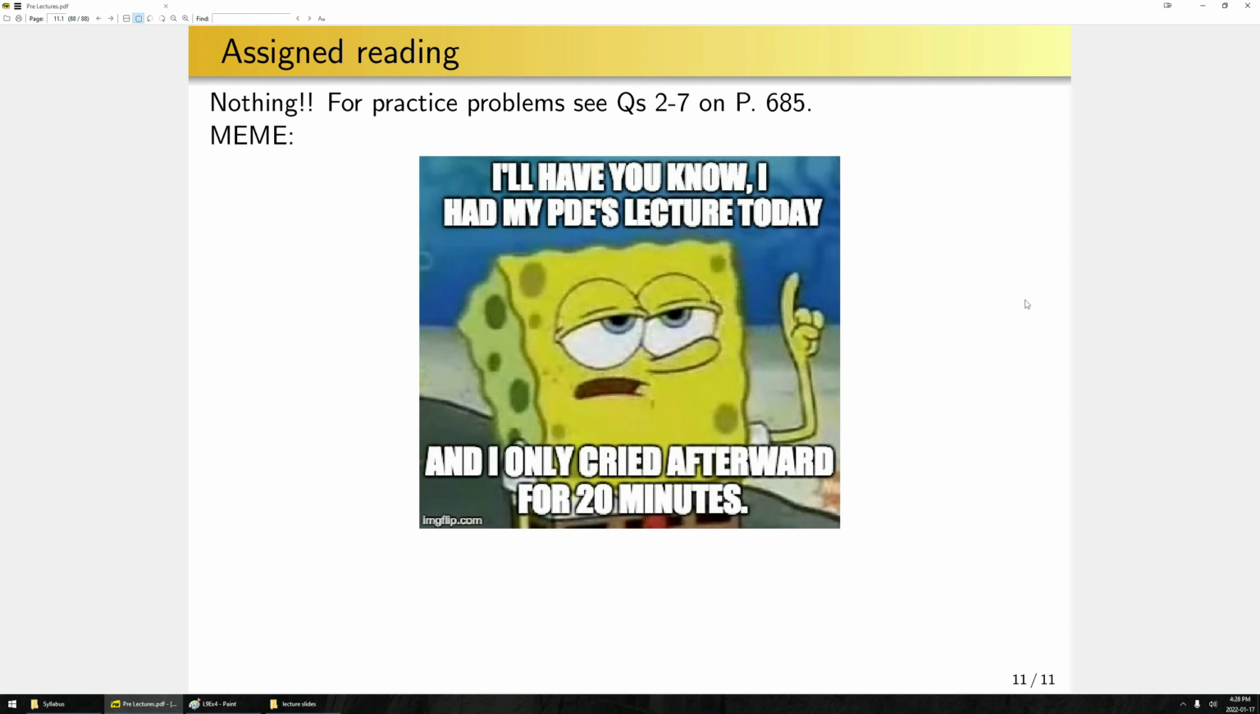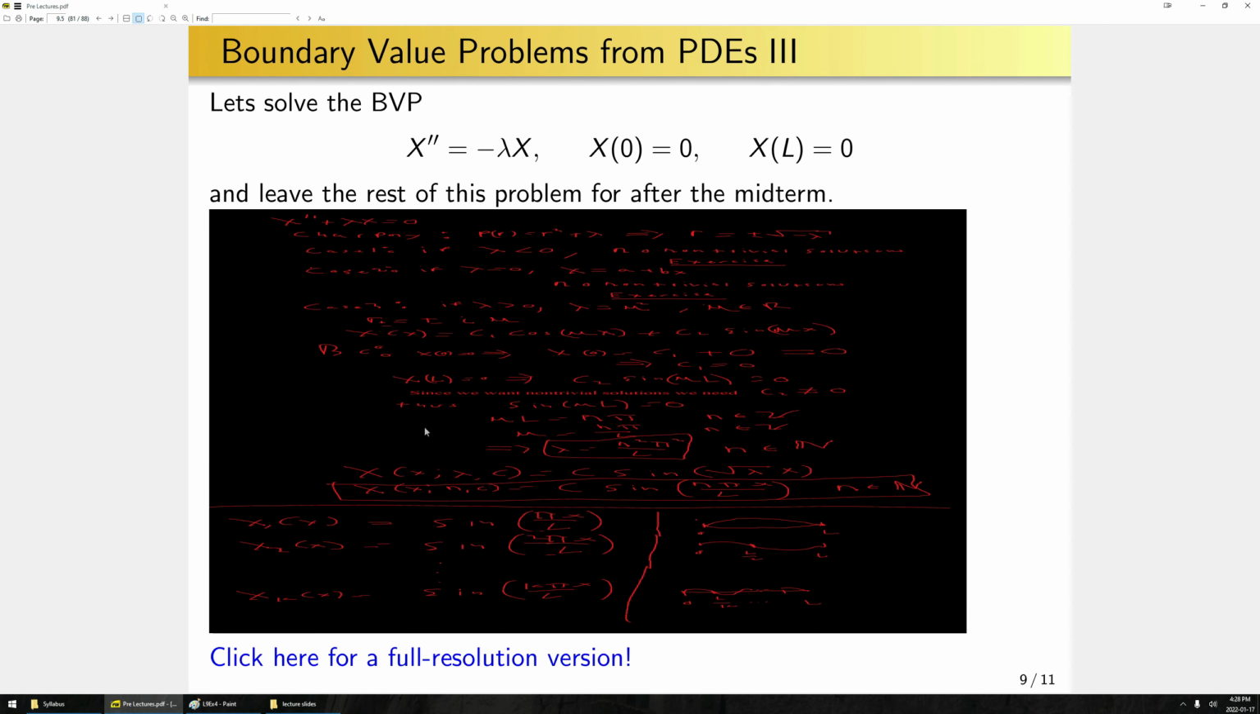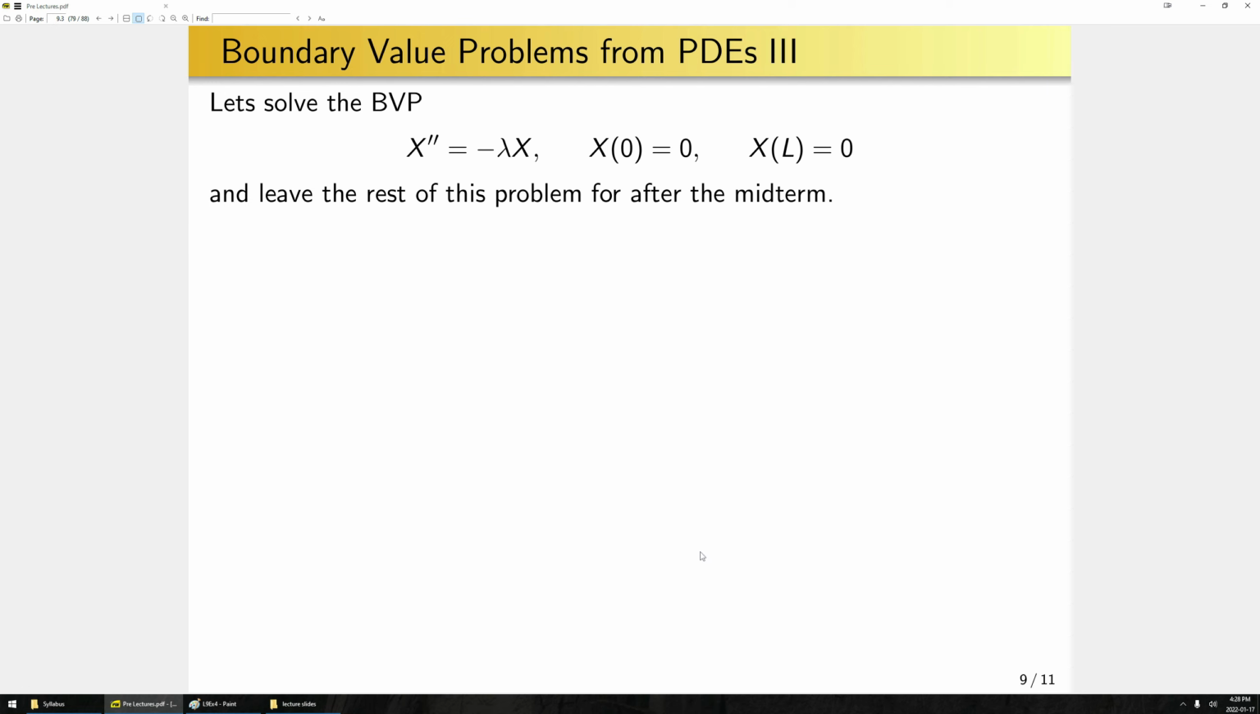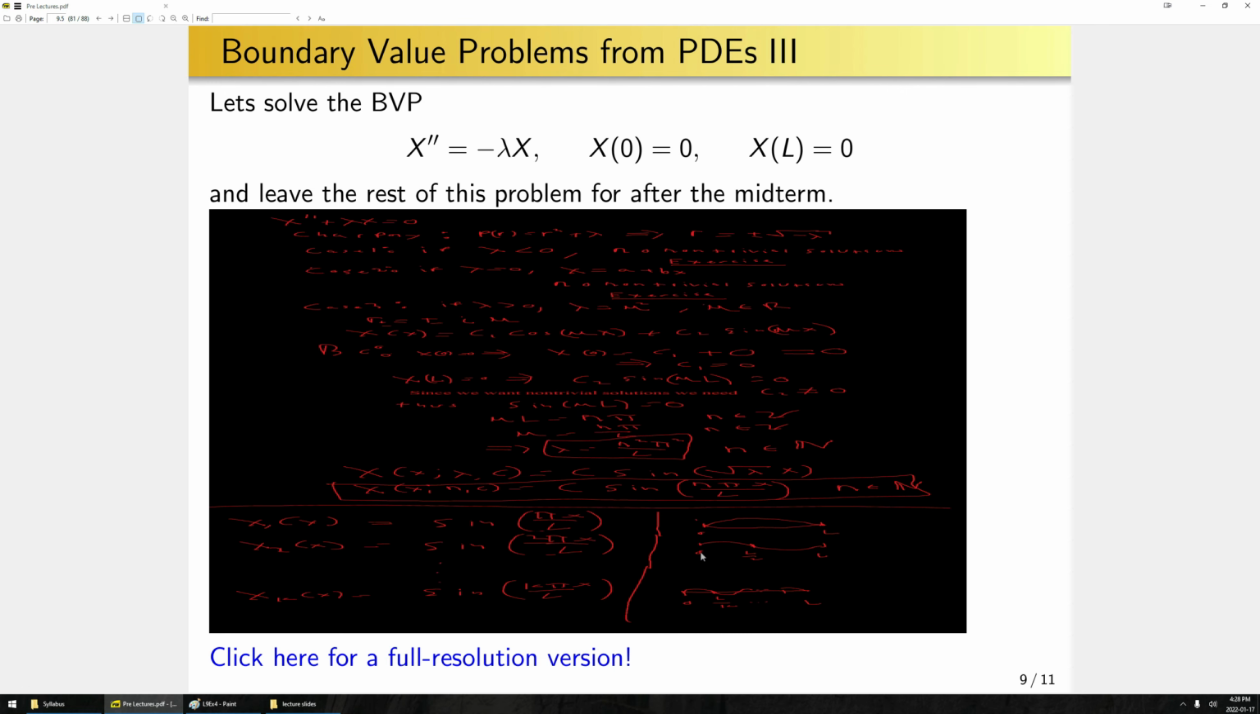And for your meme, here's a SpongeBob meme. Yes, PDEs can be very difficult when you first see them, and this process of separation of variables can be a bit intimidating when you first see it, especially given that we didn't actually finish the problem because, well, again, we don't know how to find t. Well, we can find t, but we don't know how to satisfy the initial conditions. So, yeah, if you have questions there, feel free to ask. It's natural to have questions here.